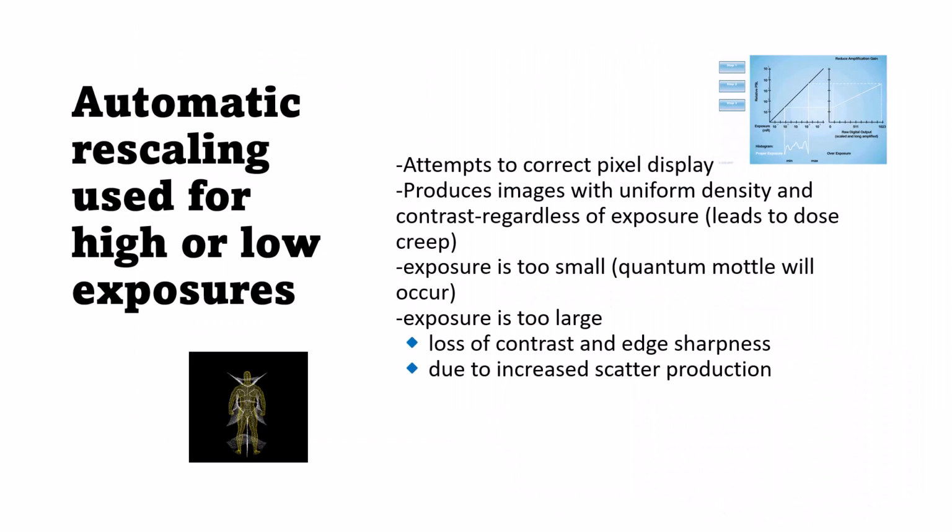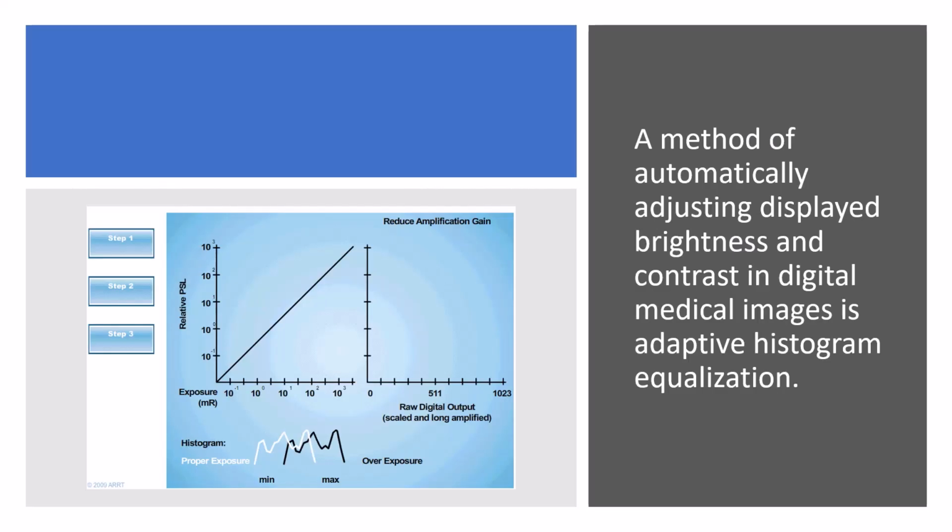Modern digital equipment will automatically rescale your exposures to show something that appears to be the correct exposure. As long as there's enough signal to choose from to match the lookup table, or what you want the image to look like, you have no problem in getting the exposure rescaled. Does this mean you can use any exposure? Well, certainly not. If you don't have enough signal, you're going to get quantum mottle, and if you have too much signal, you're going to lose detail.